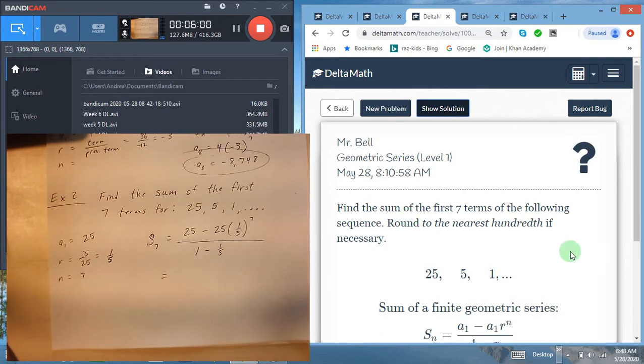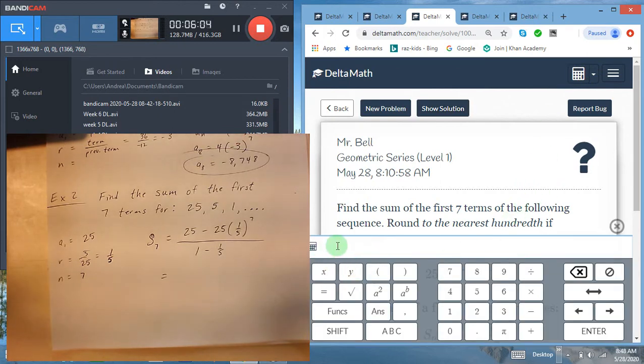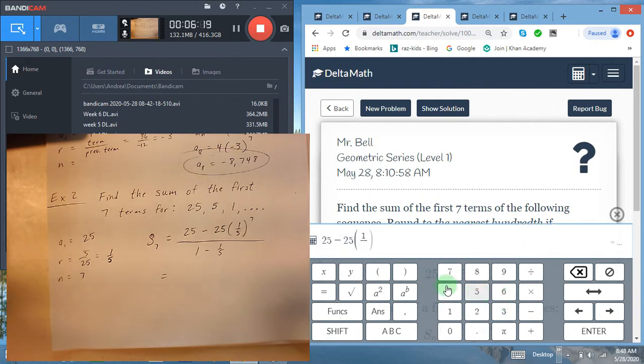Let's use the Delta Math calculator for this one. Let me demonstrate how you can punch this in. So 25, I'm just focusing on the numerator, minus 25. The parentheses button is right here, so then I'm going to do 1/5. All right, now to get out of the parentheses, you got to kind of push to the right. Hit this right arrow. It gets you out of the parentheses, okay?